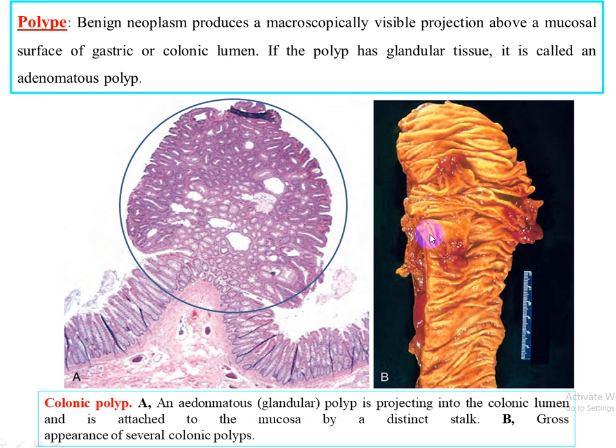This is grossly seen in figure B, and macroscopically appears as a dome-like structure projecting into the colonic lumen, covered with neoplastic epithelial lining and containing benign neoplastic glandular structures, and still attached with a clear stalk to the other mucosa. This is called an adenomatous polyp. It is a typical example of an adenomatous polyp.